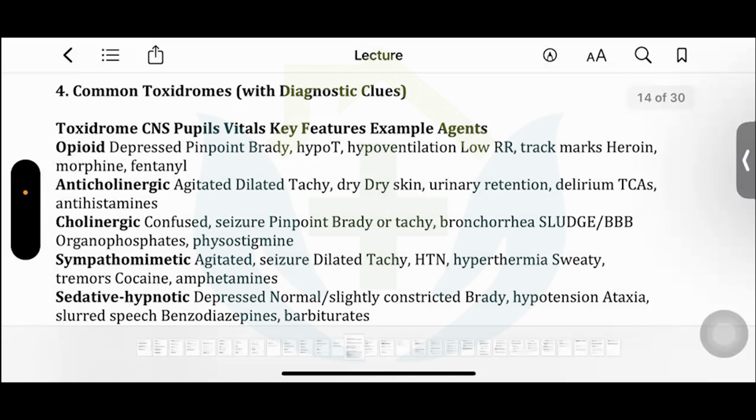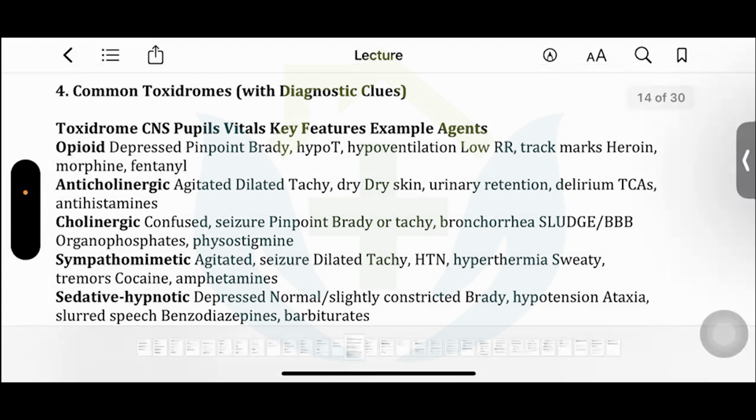As far as anticholinergics are concerned, the patient will be agitated, pupils will be dilated, there will be tachycardia, there will be dry skin, there will be urinary retention, delirium. So TCAs, antihistamines, and in Indian context, datura poisoning is important.